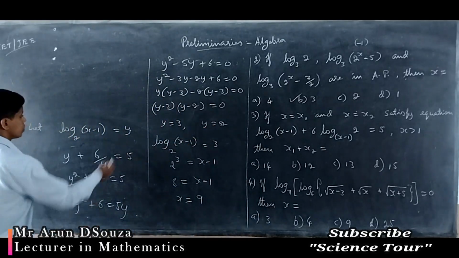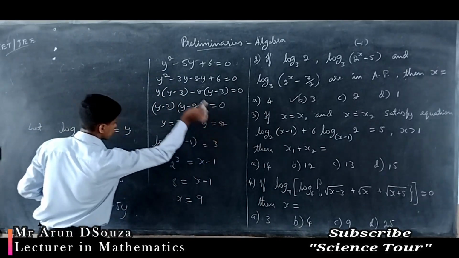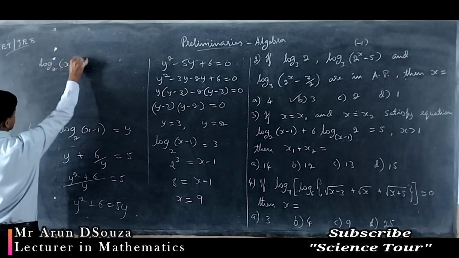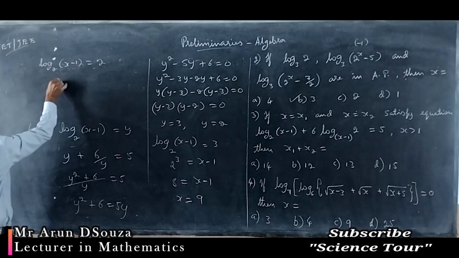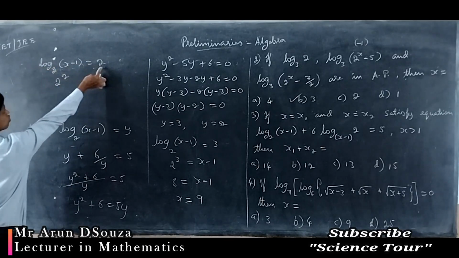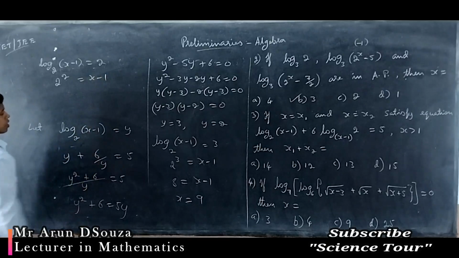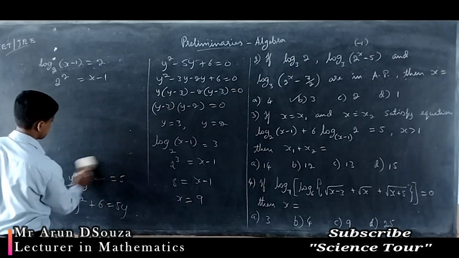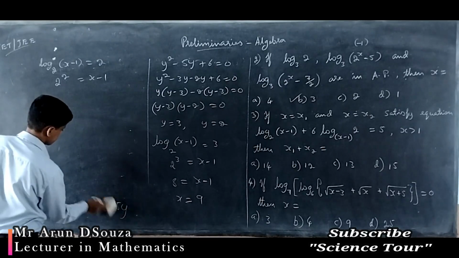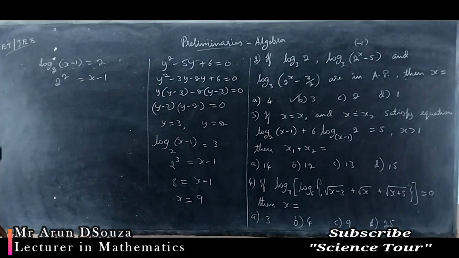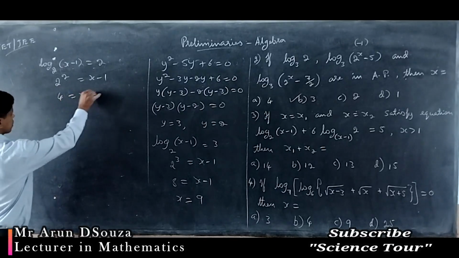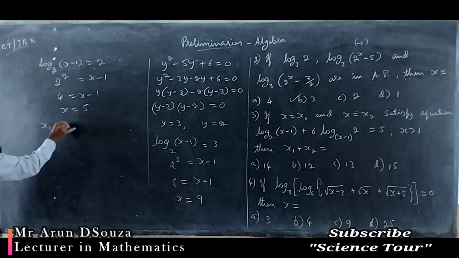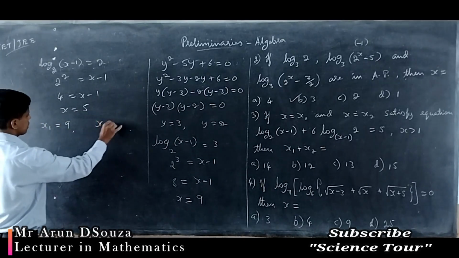So now you take y is equal to 2. So next, log x minus 1 is equal to 2. That means 2 square is equal to x minus 1. Well, so that is 4 is equal to x minus 1, x is equal to 4 plus 1, 5. So understand, x1 is 9 and x2 is 5.